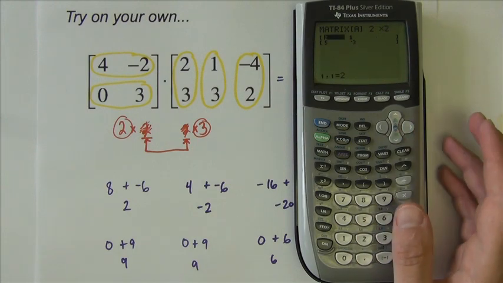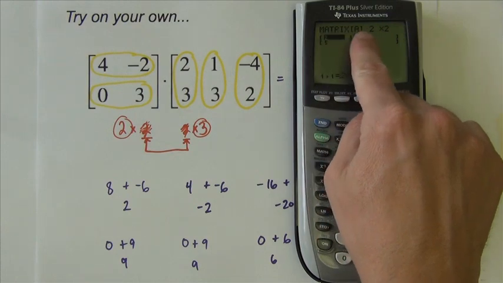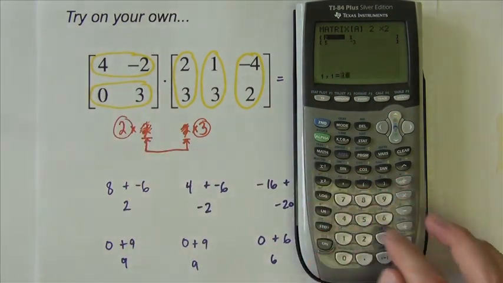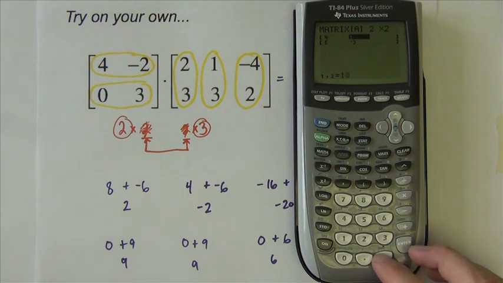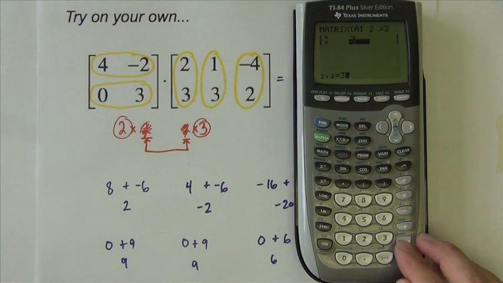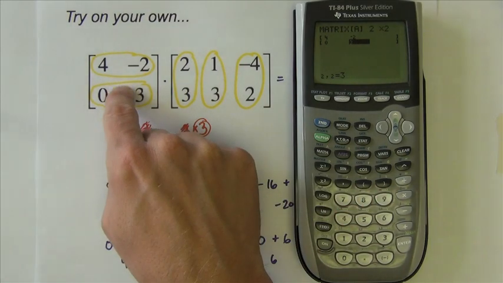So just change the size. Now there are numbers in here. I'm just going to change the numbers to be these numbers. So I type in 4, enter, -2, enter, 0, enter, 3, enter. Now I've got matrix A, this one, typed into the calculator.